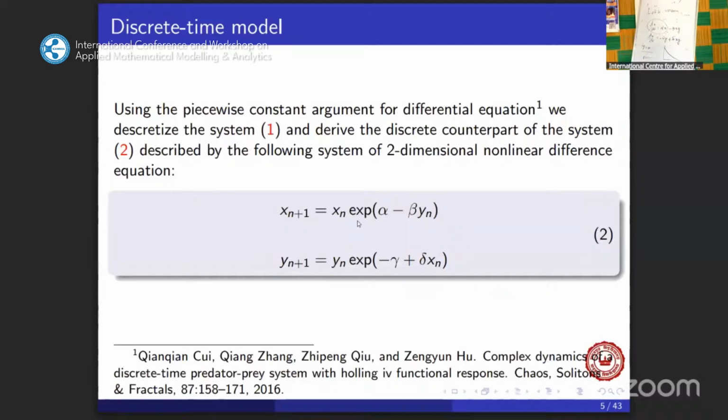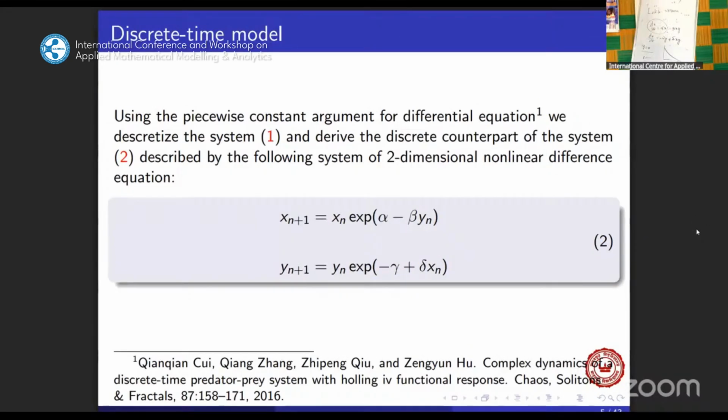Now, we try to discretize the same system. See, dx/dt is equal to alpha x minus beta x y and dy/dt equals minus gamma y plus delta x y. Earlier I told you that we consider t equal to 1, 2, 3, 4, 5 like that. That is a discrete system. So using the piecewise constant argument for differential equations, we discretize the system and derive a discrete counterpart of the system described by the following nonlinear difference equation.